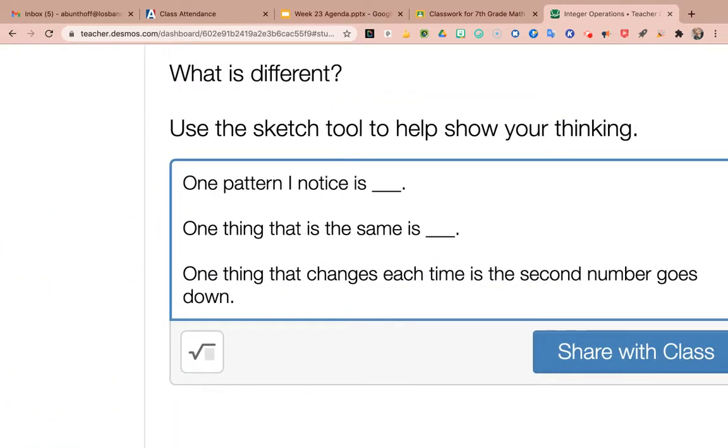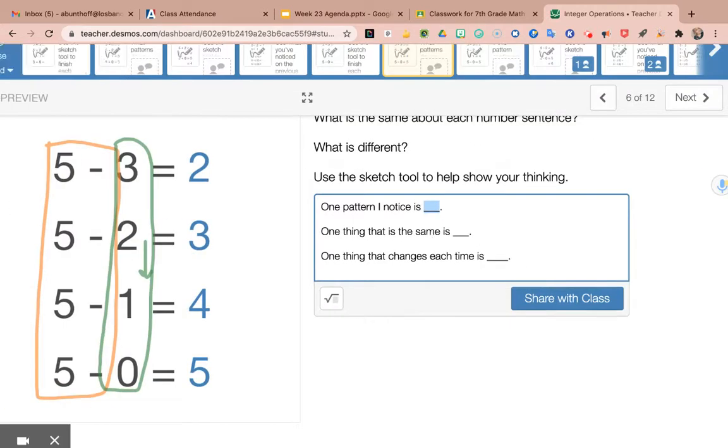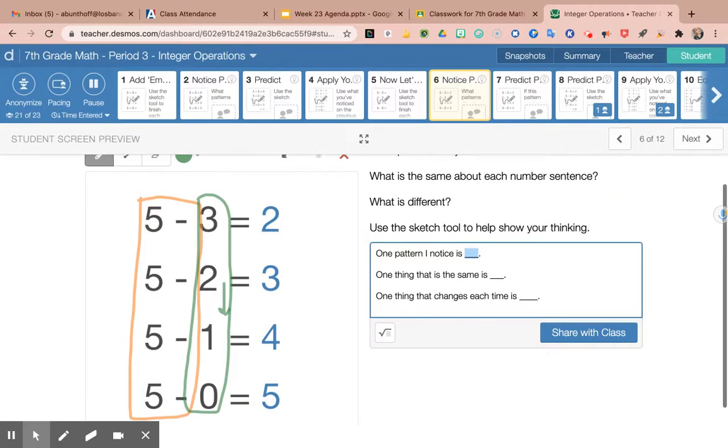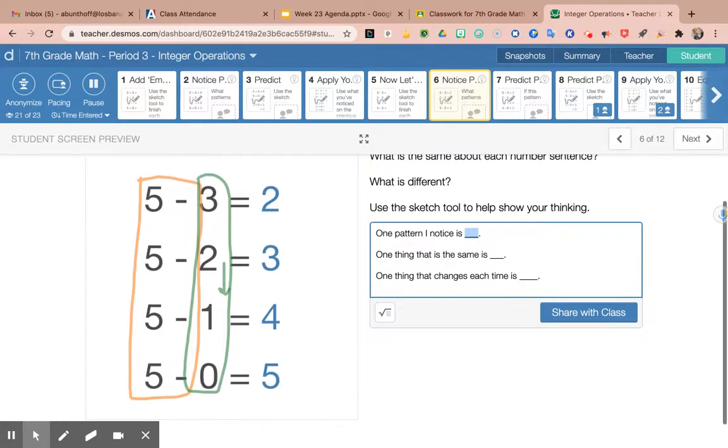I don't care about your grammar, but I do want a complete thought or complete sentence. So I have these little sentence starters for you. You want to erase the line and put your own thought and then share it with the class.